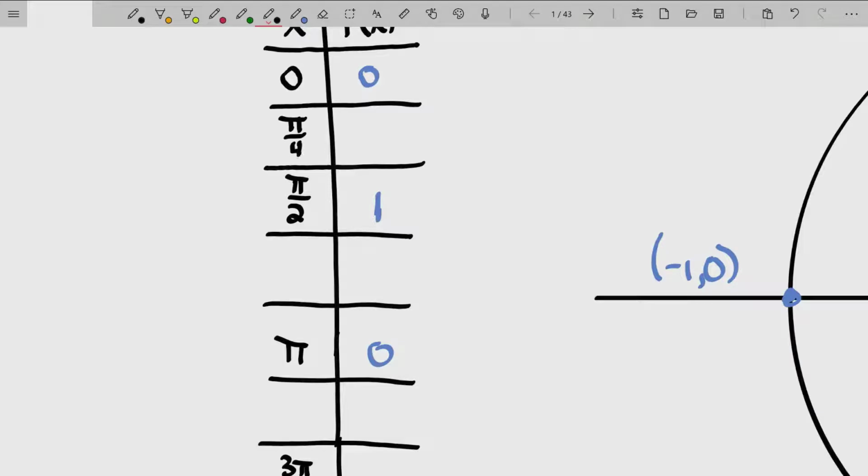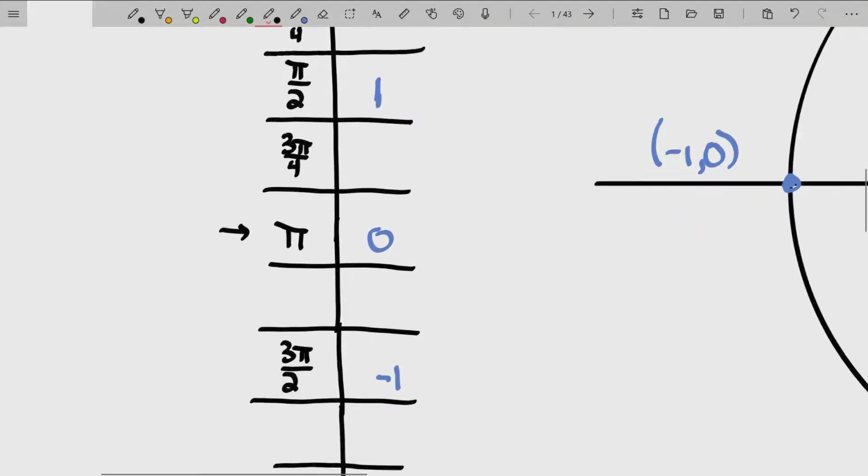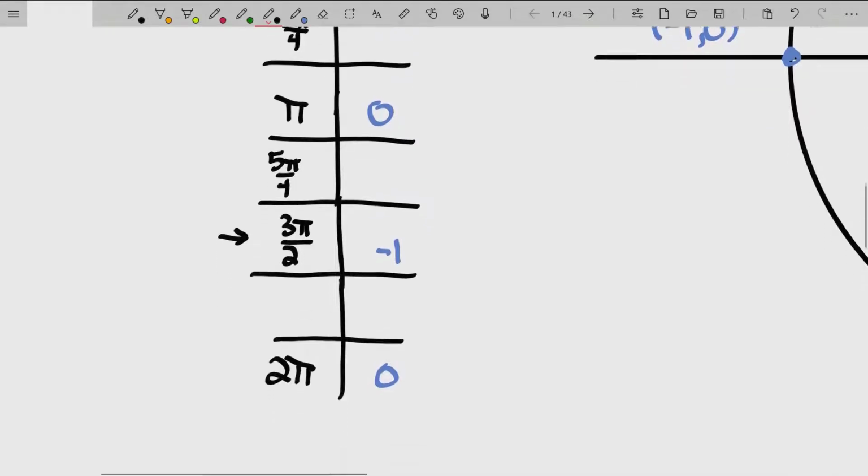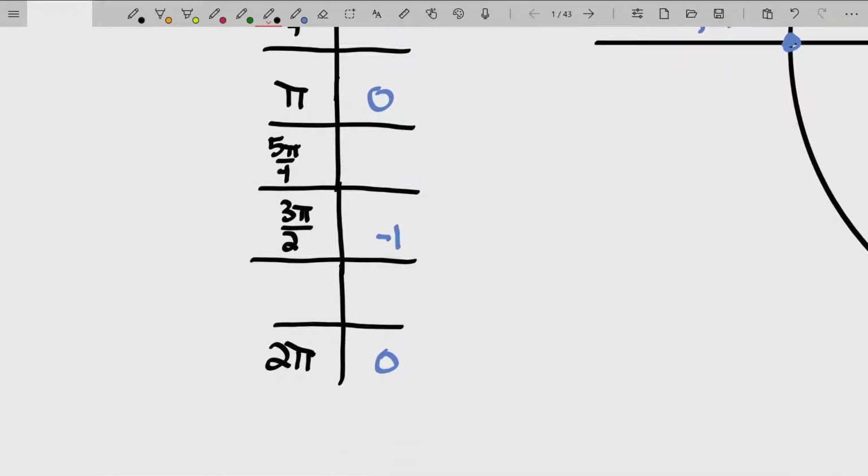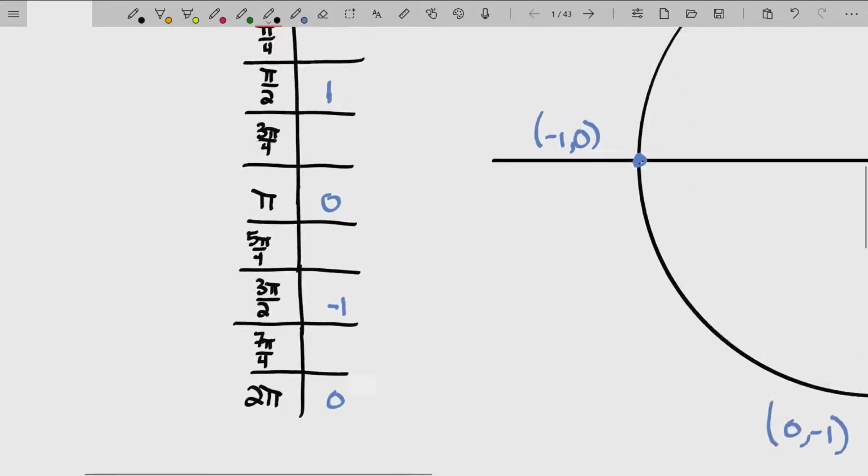So there's 0 and then 1 pi over 4. This is actually 2 of those pi over 4s. And this will be 3 pi over 4. And this will be 4 of those pi over 4s. And then 5 pi over 4. That is actually 6 pi over 4. Here's 7 pi over 4. And finally, that is 8 pi over 4.